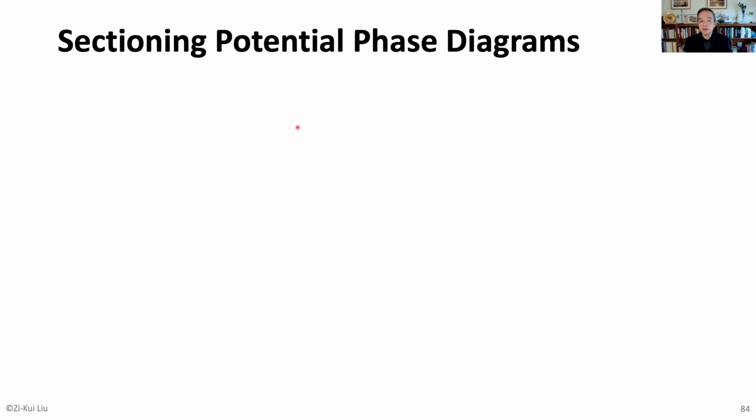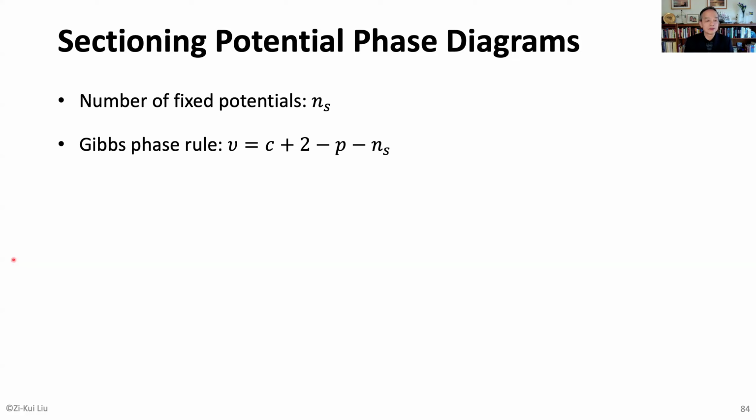Now, because C plus 1 dimension is too high a dimension for us to visualize, we want to reduce the dimensionality so we can visualize it. So we do the sectional potential phase diagram. What it means is that we fix some potentials, which basically sections this C plus 1 dimension space. If you fix potentials, the number of independent potentials is reduced by the number of potentials fixed. So we can revise the Gibbs phase rule: nu equals C plus 2 minus P minus NS, where NS is the number of fixed potentials.